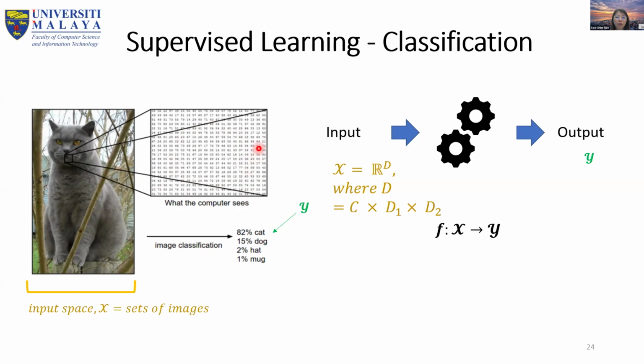So what the computer sees is just all these numbers. All these numbers act as X, which is the input. What we try to learn is to find a function that maps X into Y. The Y would be the label, be it cat, dog, hat, or mug. The idea of supervised learning is really just finding a good function that maps between X and Y.